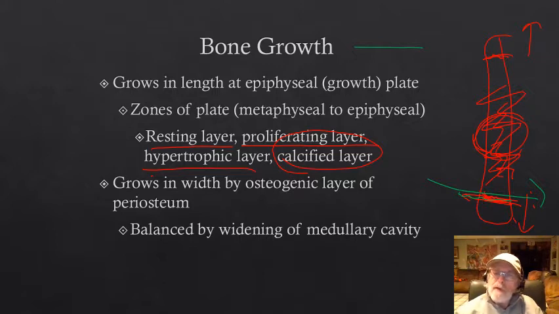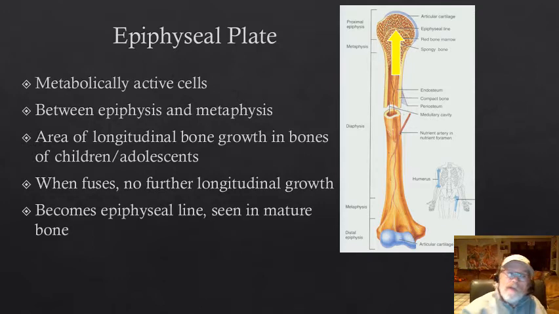So that's what we call the epiphyseal or the growth plate. And so these are, again, metabolically active cells. Okay, we show one up in here on this side. There will be one on this side down here right between the metaphysis and the epiphysis. They are the gap, that dividing line between the epiphysis on the outside, the growth plate, and the metaphysis. So they're between the epiphysis and the metaphysis. Again, exceptionally metabolically active cells. This is the area of the longitudinal bone growth, like I mentioned, in kids and adolescents.